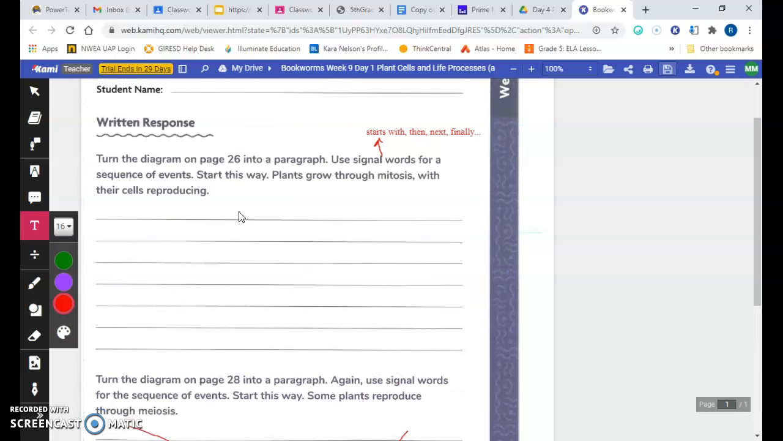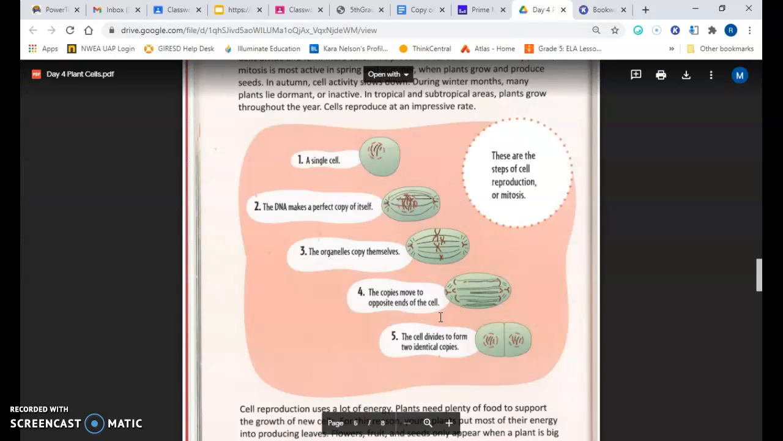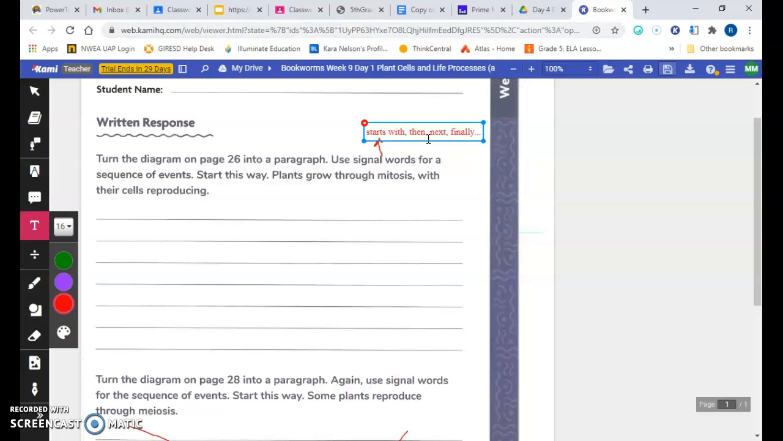So let's take a look at this one. It says turn to the diagram on page 26, so that's this diagram right here. And they want us to use signal words. So what that means is to use words like first, starts with, then, next, finally, all of those sequencing words for a sequence of events. So start this way. And since it says start this way, I'm going to type those words in there.